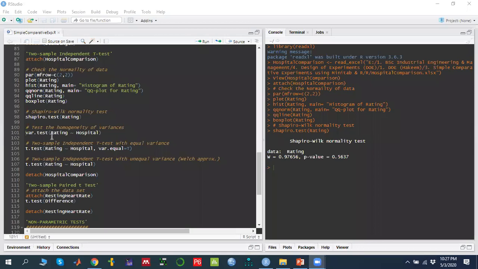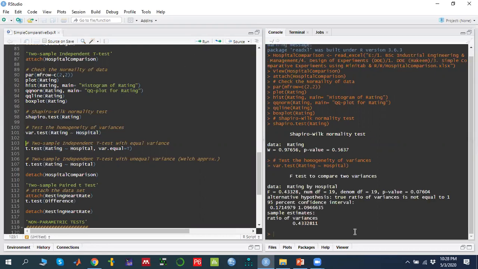Okay, so in order to apply that test, we will use the command var.test. Basically, this is variance test. And then the first variable we will use is the quantitative variable, that is a numerical variable, which is rating, then the tilde sign, and then we will use hospital, which is basically the factor. So if I run this command and I see my p-value, the p-value is 0.07.